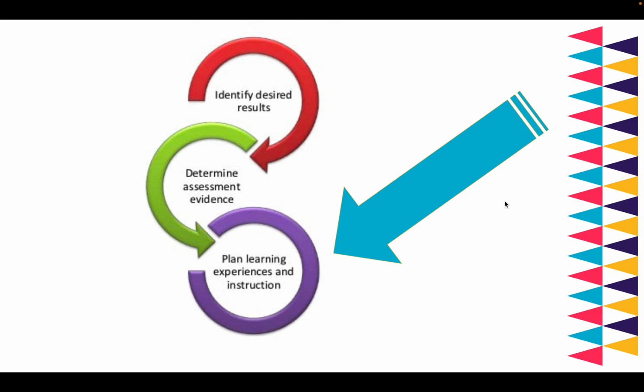So then we're going to go to step 3, or phase 3, plan learning experiences and instruction. This is really the final part that's piecing it all together to determine how to teach based on criteria established prior to this step. This is where you're getting down to the nitty-gritty, but you have to have the desired results and the assessment evidence piece to really be able to plan this instruction.